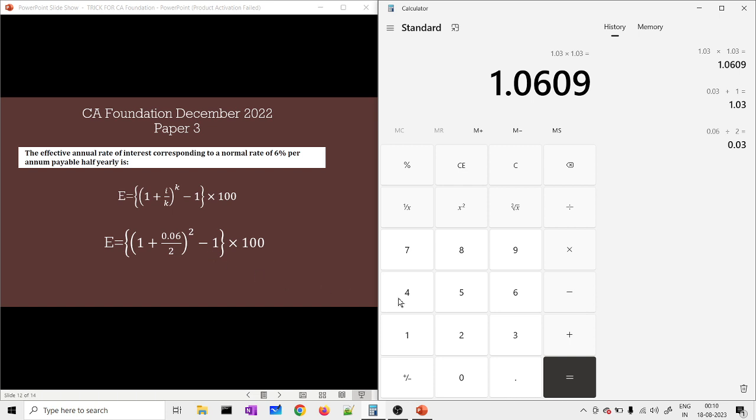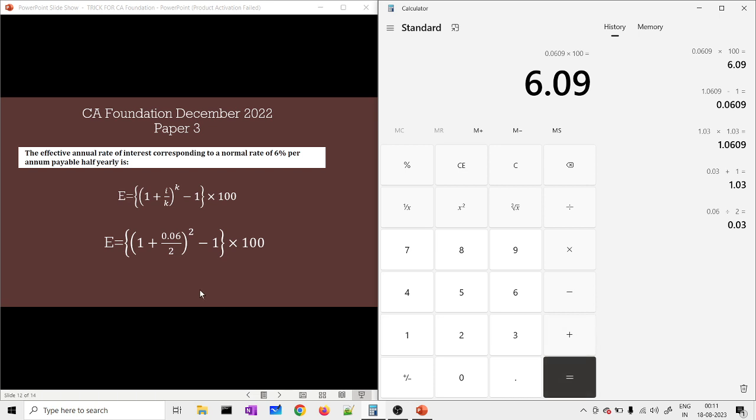Then what I am supposed to do? Minus 1, and then multiply with 100, and at the end, since we want the answer, we'll write equal to. So the answer is 6.09. So this 6% per annum compounded half yearly is equivalent to 6.09% yearly. In effect, we try to see what effect this 6% has for the entire year if it is compounded half yearly, right? This is something that we are supposed to do during the examination.